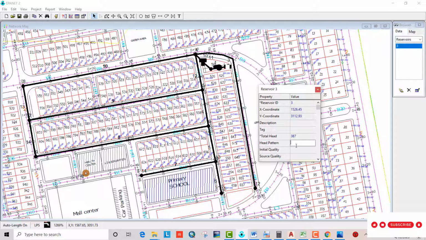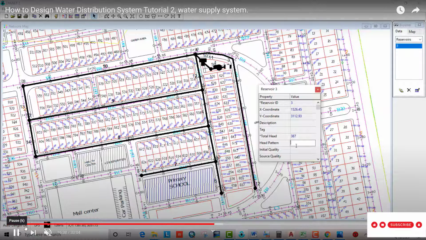From the head pattern, you can provide the fluctuation in water inside the well. But I provide just 387. Suppose that 387 is the minimum water level inside the well. We have to find the pump curve, and the pump should provide water to which head.